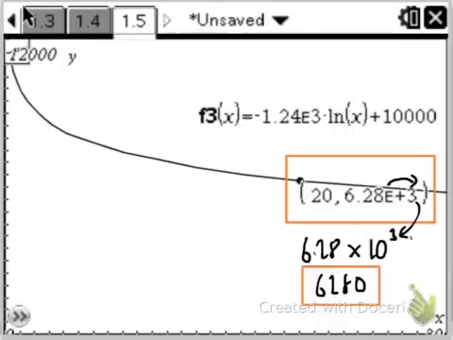Okay, I'd like you to go ahead now and have a go at exercise 4H. And that brings us to an end then of our work on exponential and logarithmic models using graphs.